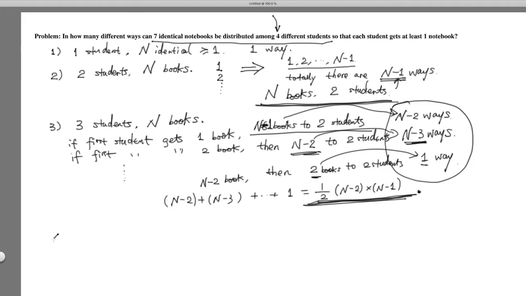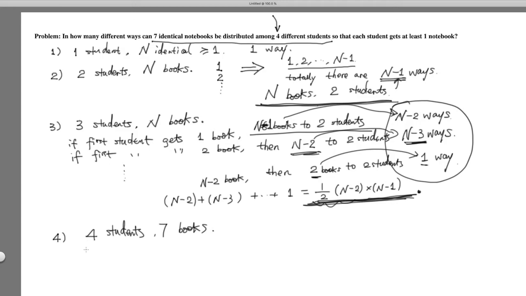Now let's come to the final case that we want to solve, the problem at hand: 4 students and 7 books. Of course, we can actually solve for any n books, but this problem is only for 7 identical books. Again, we're going to do the casework of how many books the first student gets, and then use the result we already got for 3 students and arbitrary n books.